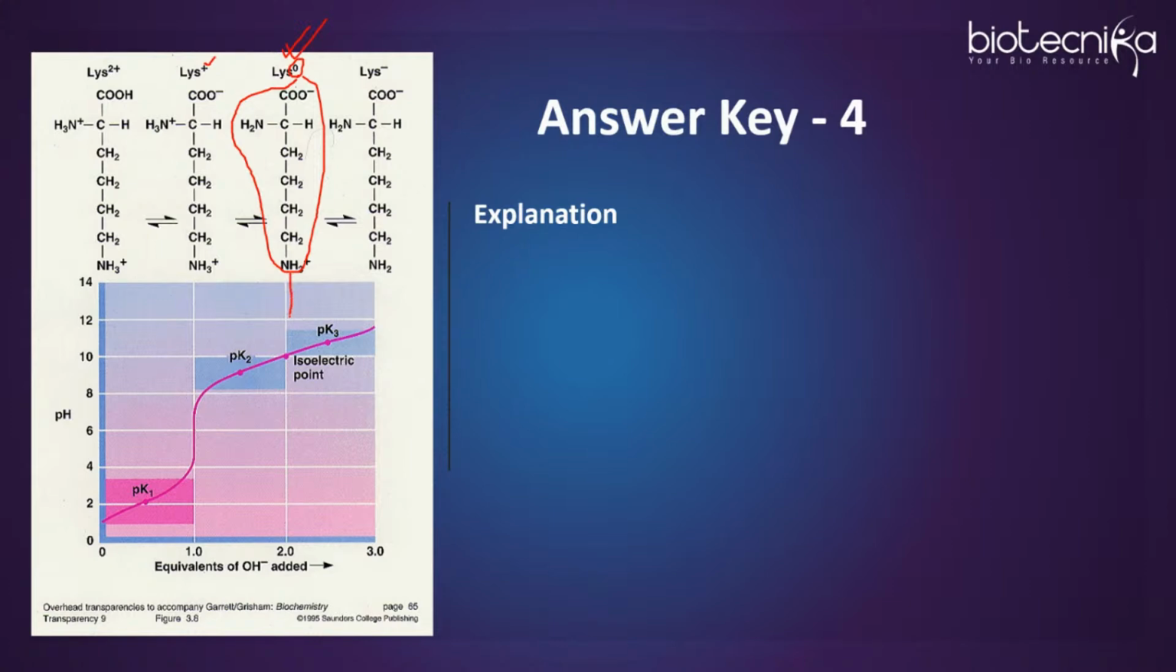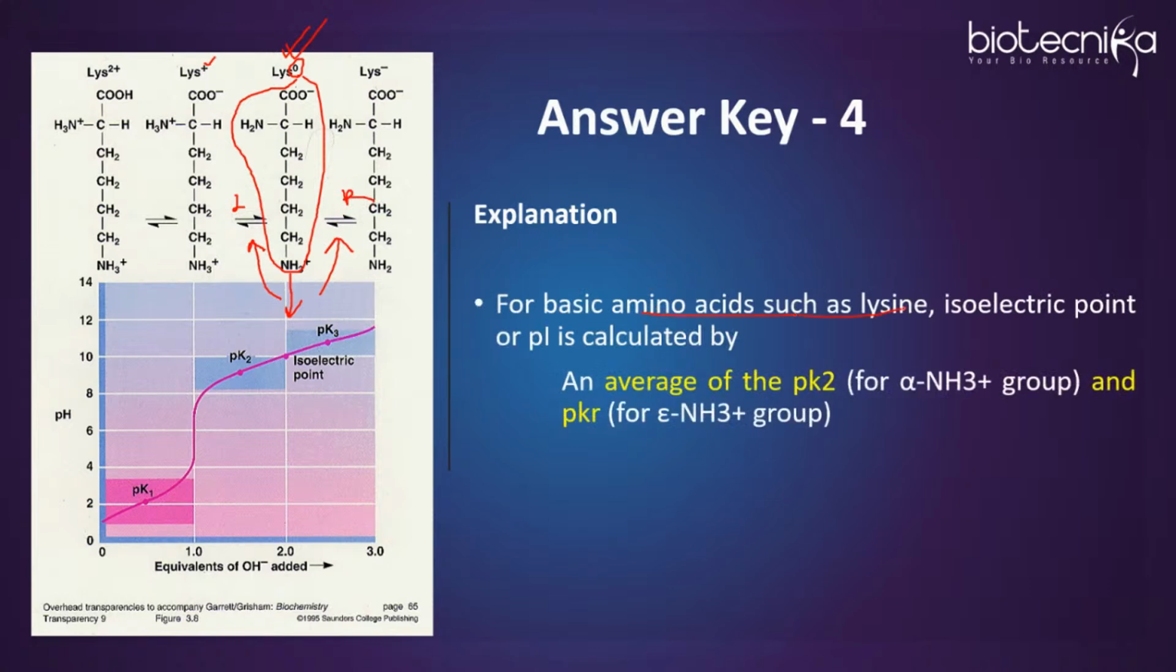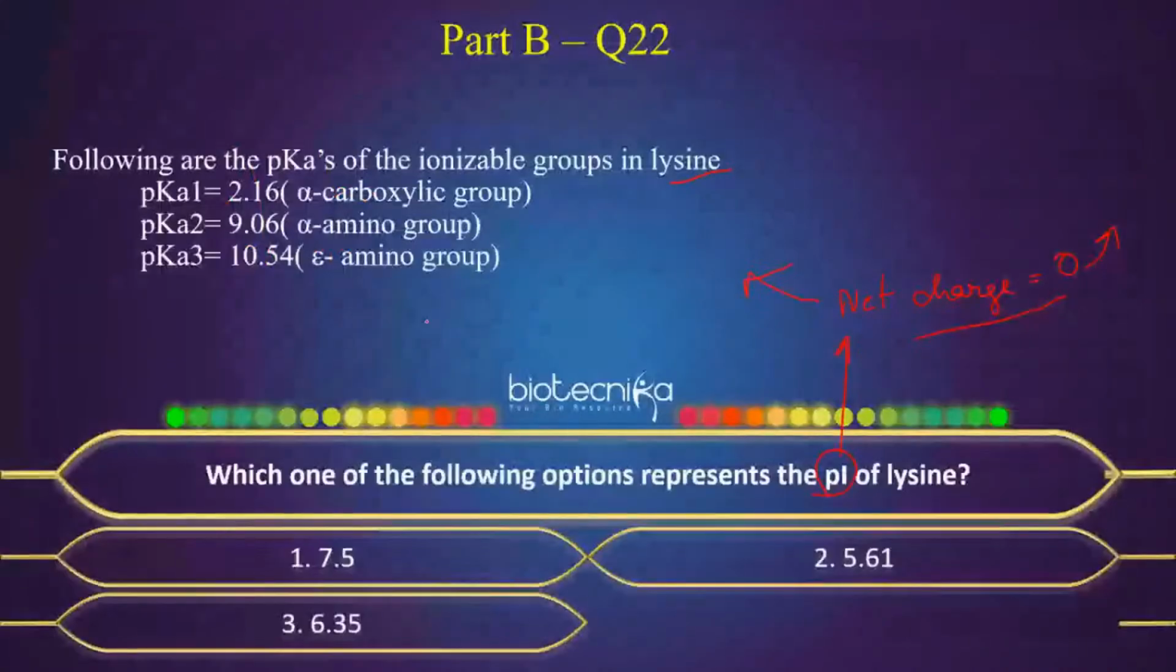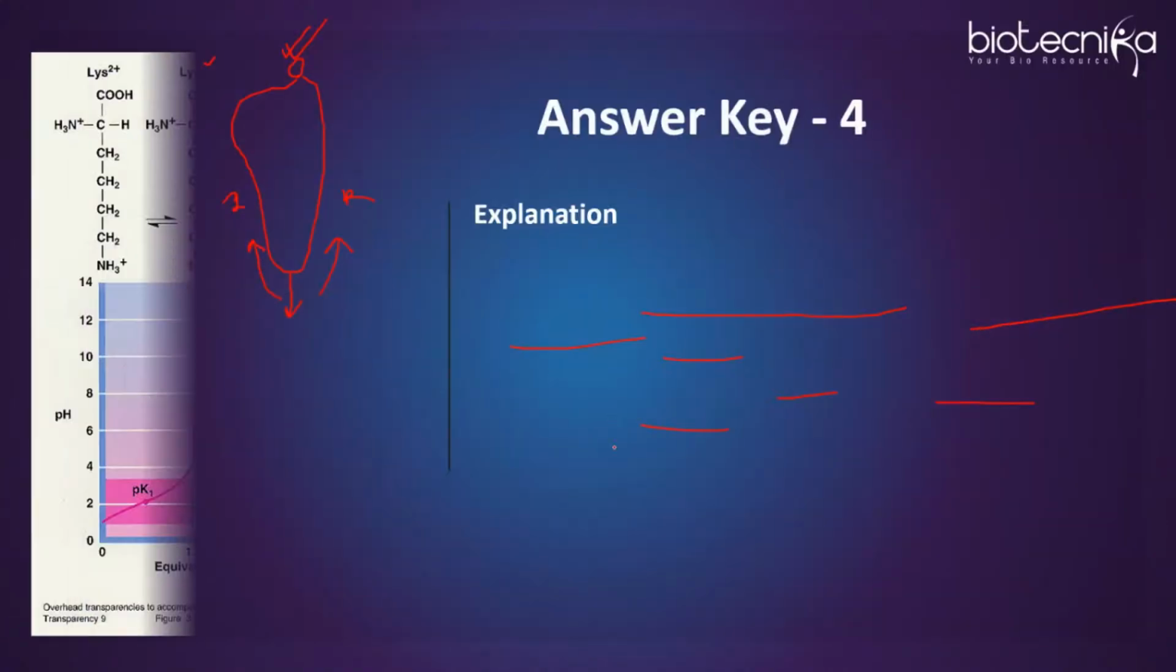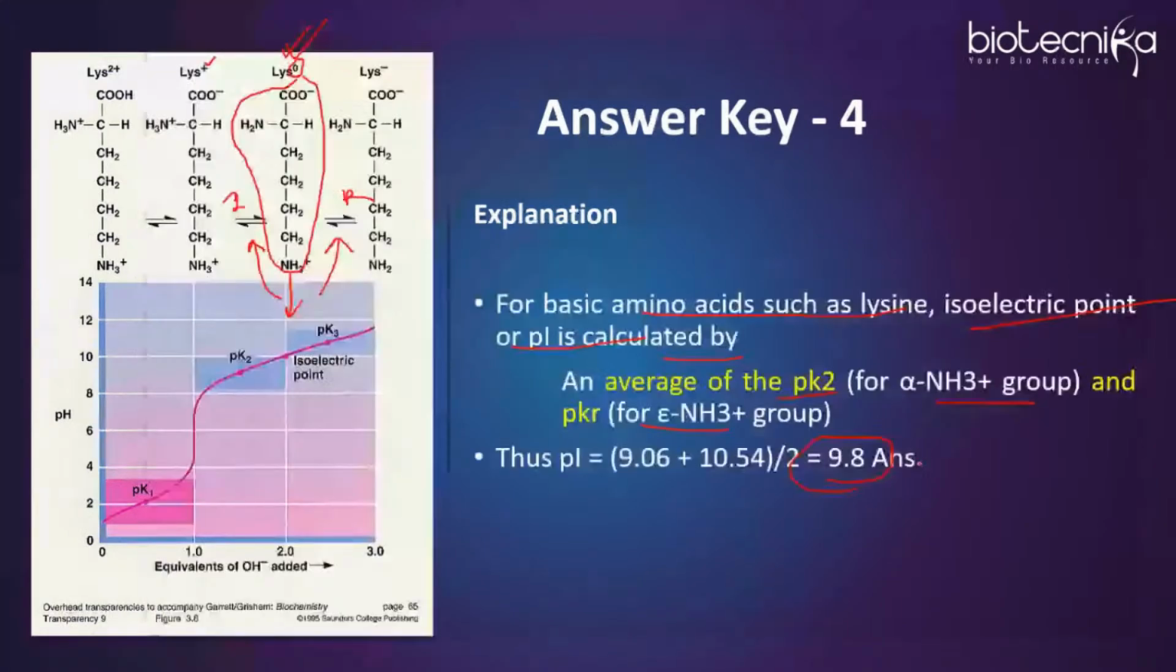So this is the one with the net charge 0. And that's why to calculate this point, you have to take the pK points of this one and this one. So that was your pK2 and pKr, right? So for basic amino acids such as lysine, the isoelectric point pI is calculated by an average of the pK2, that is the alpha amino group, and the epsilon amino group. Since these 2 points are already mentioned, you have to just pick them up carefully. That's all. So 9.06 you will pick up and 10.54 you will pick up. Taking those two, you will get an average of 9.8, and that is the correct answer.